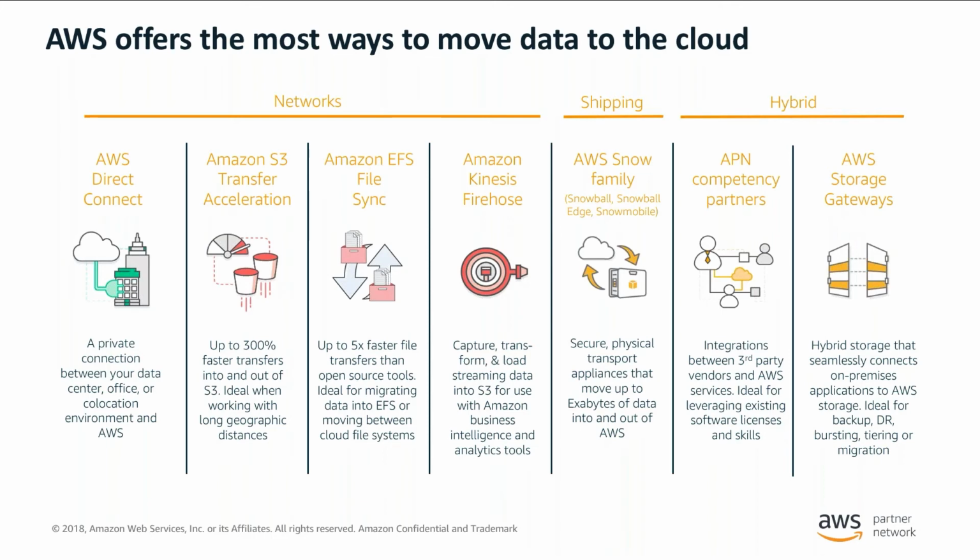For customers with very large petabyte or even exabyte scale, we offer services for bulk data migrations with the AWS Snow family, including the AWS Snowball and Snowball Edge appliances, as well as the AWS Snowmobile for very large capacity needs. Finally, for integrating into on-premises environments, we have third-party software offerings through APN competency partners and the family of AWS Storage Gateways, enabling easy integrations for backup, disaster recovery, tiering, and data migration needs.